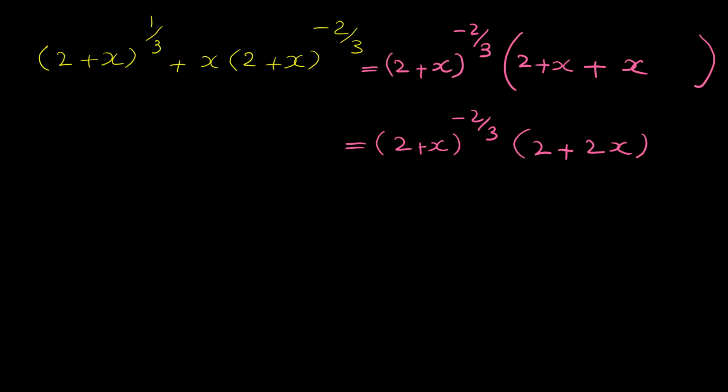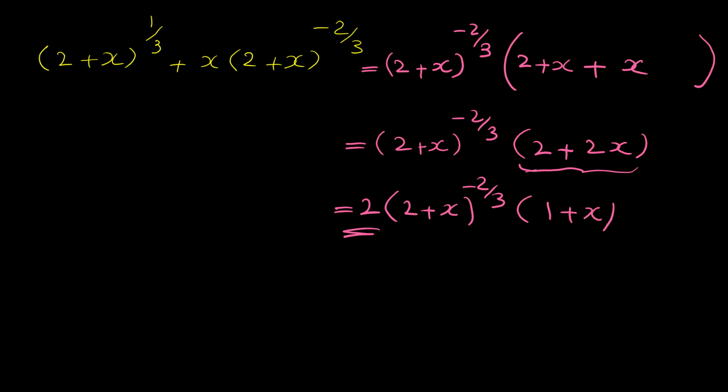But attention, you can do something here. If you look at this bracket, 2 is common between these two terms. So it can be a good idea to factor 2 from these two terms and put that 2 at the front. So we factor 2 from these two terms, we put that 2 here, then we write 2 plus x to the power of negative 2 thirds, and then we have 1 plus x here. When we factor 2 from these two terms, then we have 1 plus x.